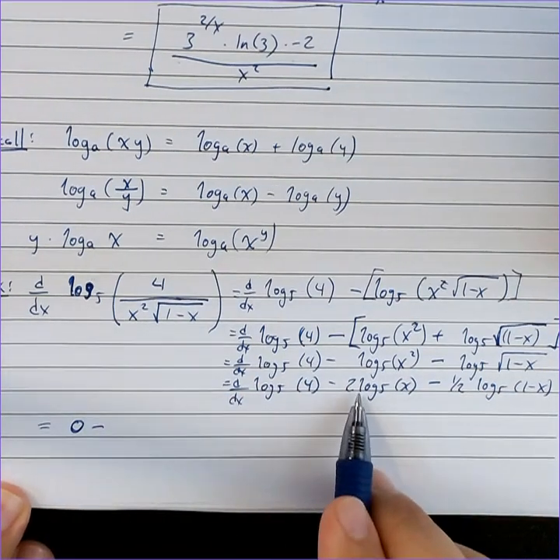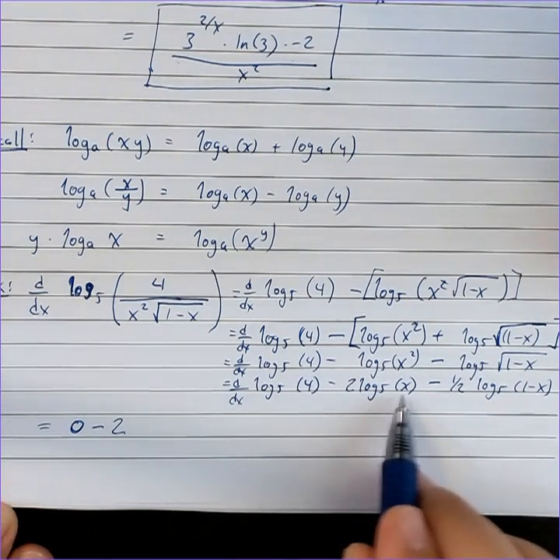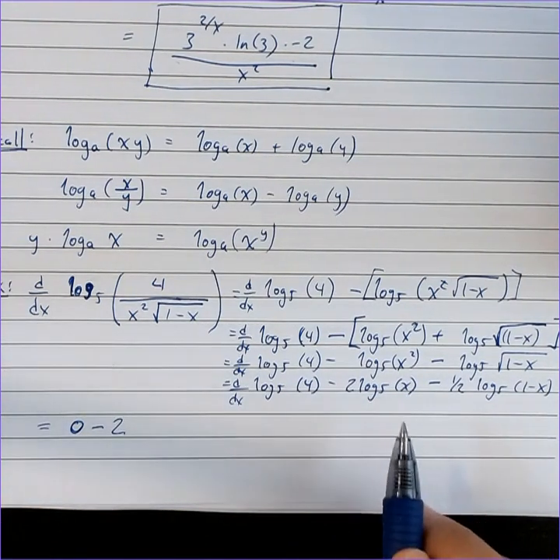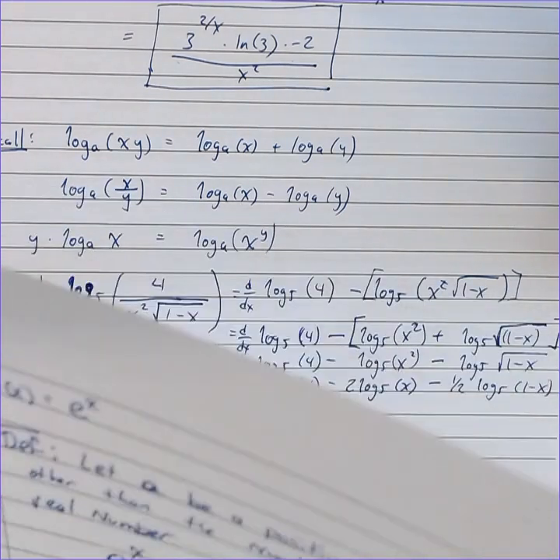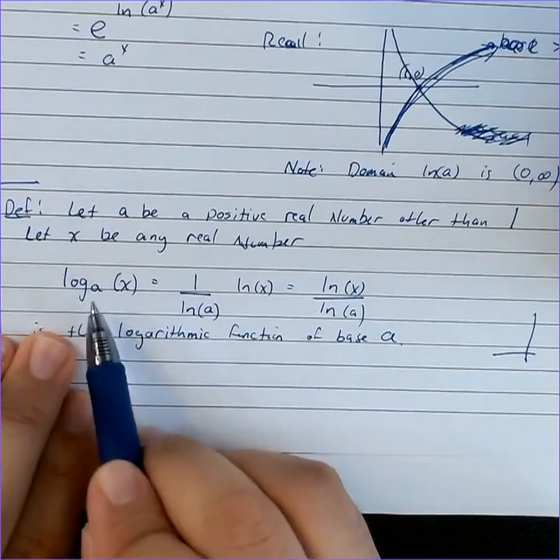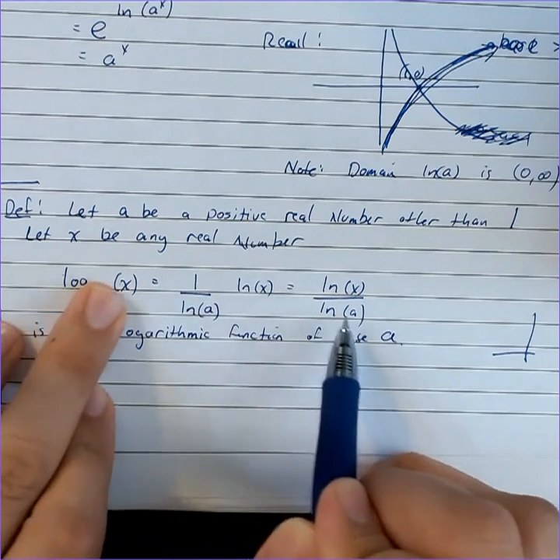Minus 2 times, okay, so the 2 is just there, the logarithm base 5 of x, which, given our previous theorem, log base 5 of x is equal to natural log of x over natural log of, in our case, 5.